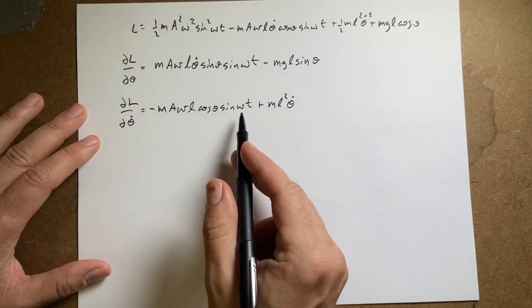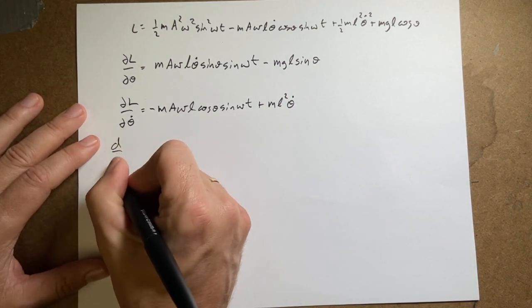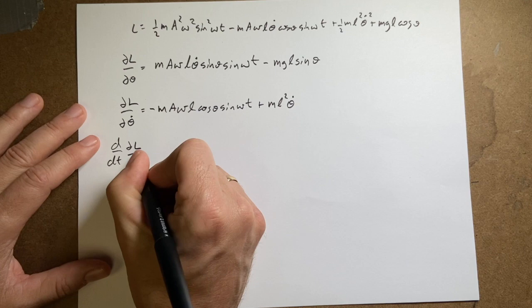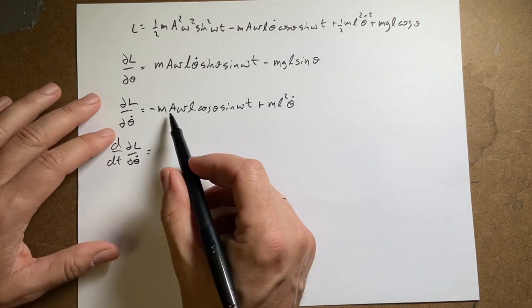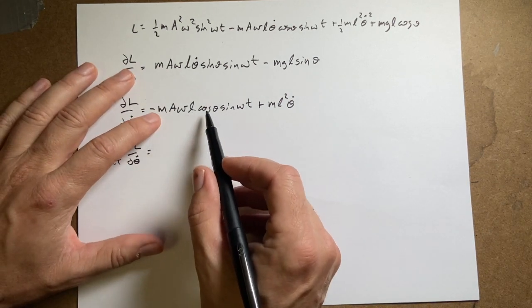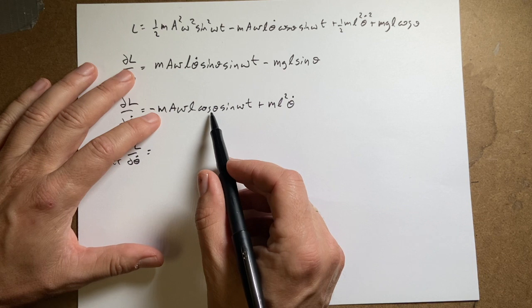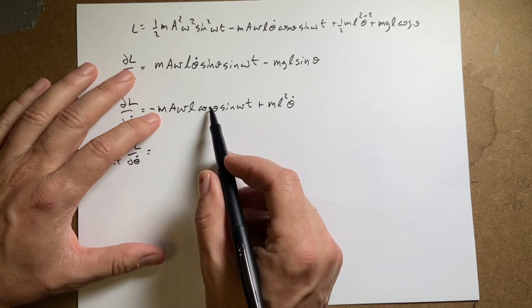Now I can take the derivative of this with respect to time. The derivative with respect to time of the partial of L with respect to theta dot. Now it really matters that every term that changes with time I have to take into account. So these are all constants, but then I have a cosine theta. So I'm going to take the derivative of cosine theta with respect to time, and that's going to be negative sine theta.